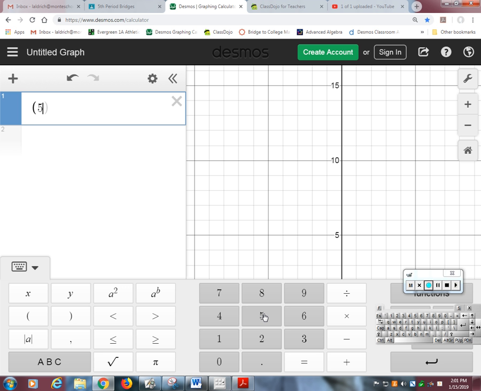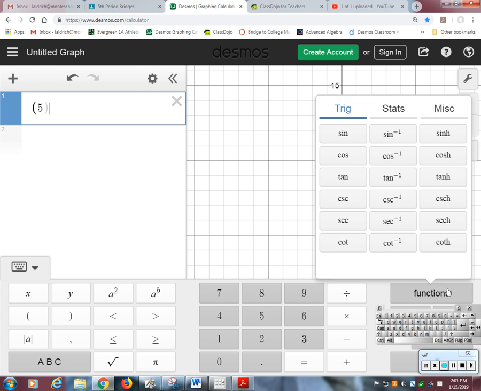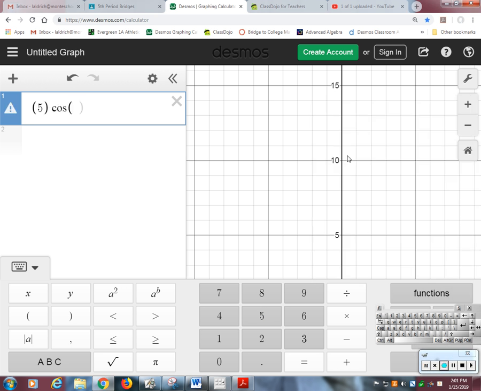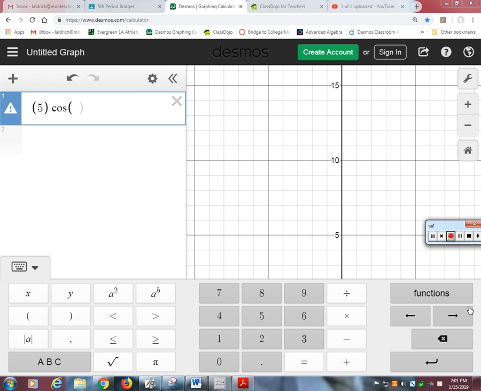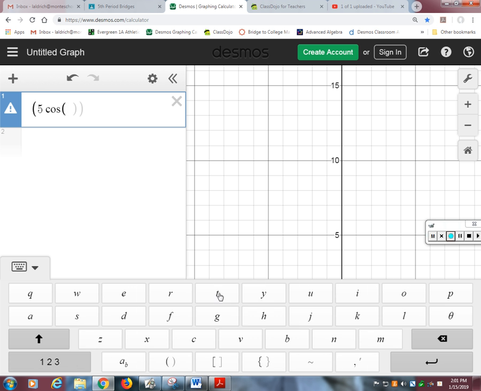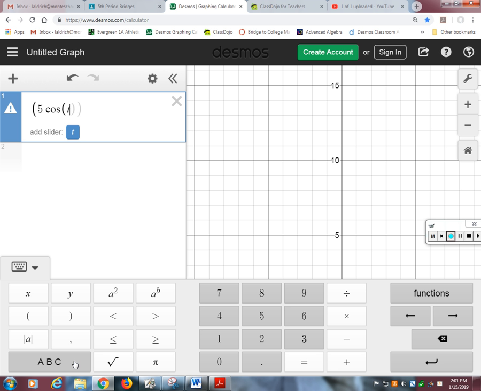5, and then the cosine is in the function menu, so I'm going to go 5, whoops, I don't know why that went on the outside of those parentheses. I don't know, I just do it out of habit now. So I'm going to go 5 cosine, and then I find t in the regular keyboard menu. Okay. Then I'm going to go back to the other menu, close that parentheses, and put a comma.